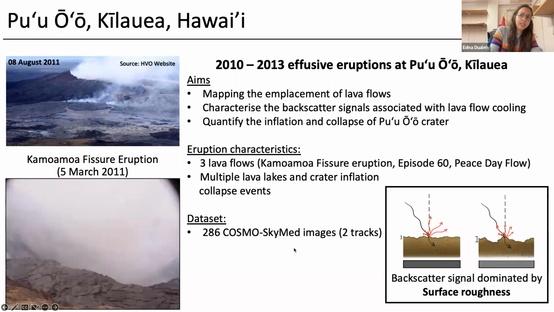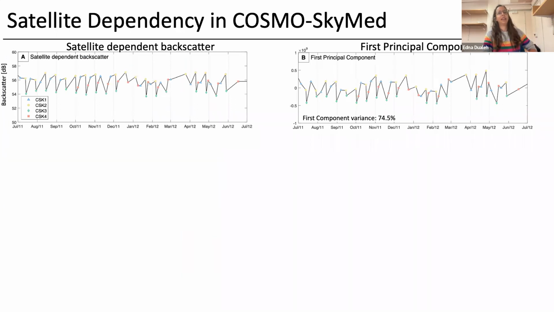So we started off by trying to do the same thing as we did at Fuego, which was looking at pixel time series. However, we came across a very interesting pattern in the data set. This top plot shows you time series for an area in the radar backscatter over some vegetation, which should have remained completely stable. But we see this very repetitive signal in the backscatter data, which correlates very nicely to which of the 4 COSMO-SkyMed satellites actually acquired the image.